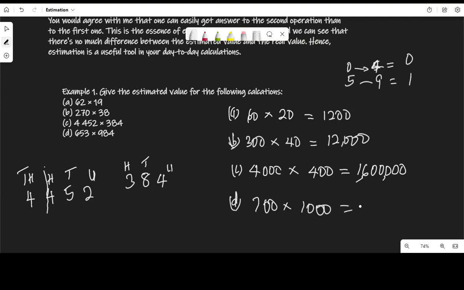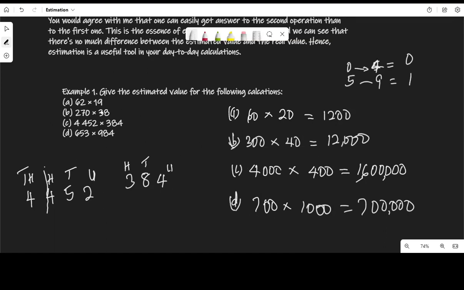Now 7 times 1 is 7. Then we'll put the zeros, 1, 2, 3, 4, 5. That is 700,000. So this is the estimated value of this calculation.